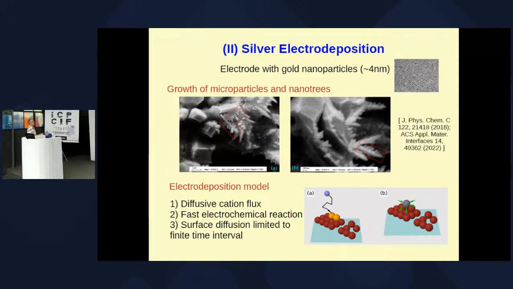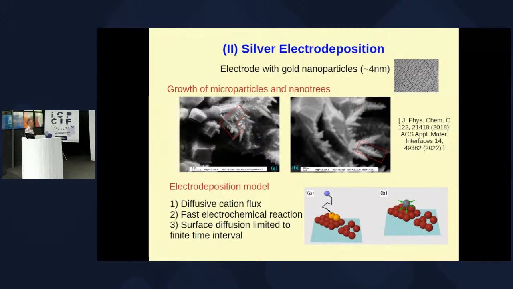Sorry, they have the shape of pine trees. And then we've developed an electrodeposition model for this type of process. The first publication of this electrodeposition model was in Journal of Physical Chemistry C, 2018, not with the application to silver. And then in 2022, the work concerned with the silver electrodeposition.